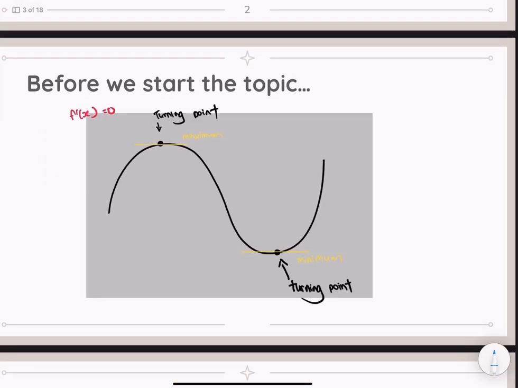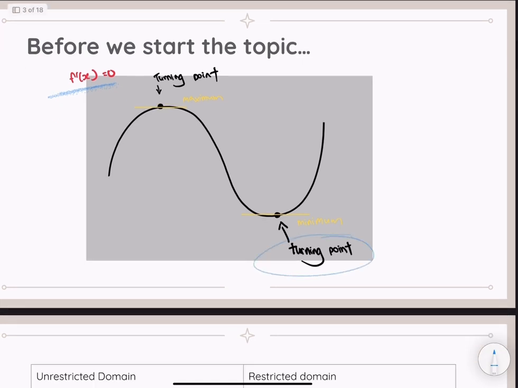Before we start the topic, let's understand what a turning point is. A turning point happens when a derivative is equal to 0. So for this graph, we have two turning points. And how can we differentiate which point is maximum and which point is minimum? A maximum point is the highest point in a graph, and a minimum point is the lowest point in a graph.